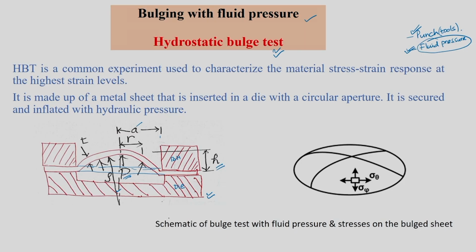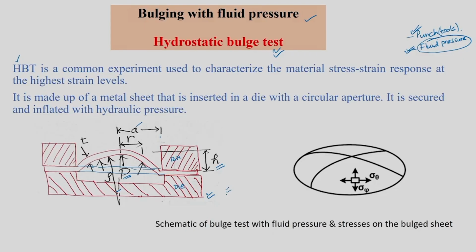I have written here that HBT is a common experiment used to characterize the material or a sheet's stress strain response at higher strain levels. Like in uniaxial tension test we characterize the material's stress strain behavior, but in that case you may get the sheet's characteristics only up to a limited strain value. Here you can get to a larger extent. You can deform the same sheet, let us say aluminum or steel. If you do it with the HBT, you can get a stress strain response to larger strains. That is the main advantage in terms of characterization.